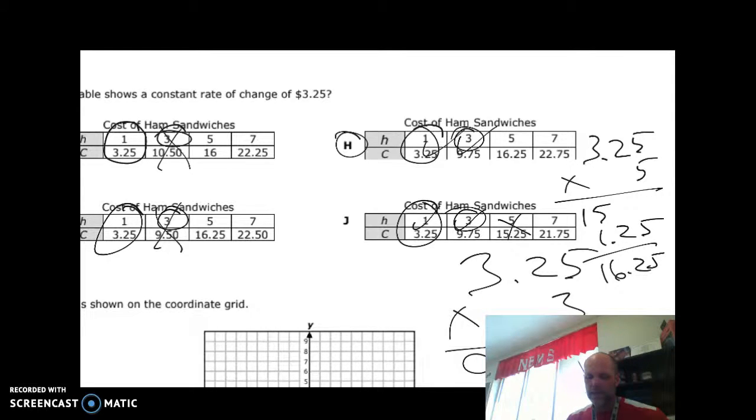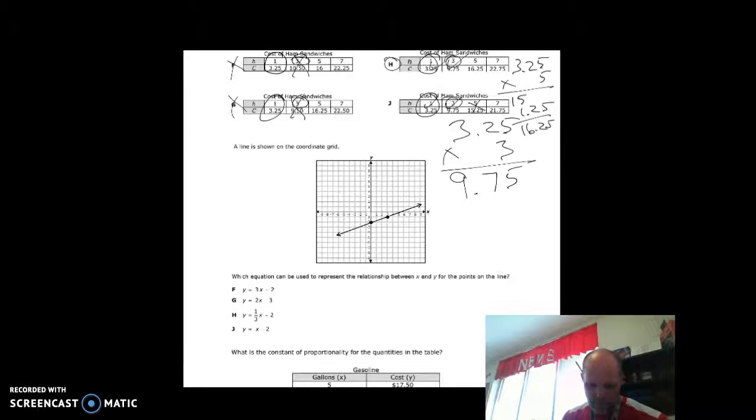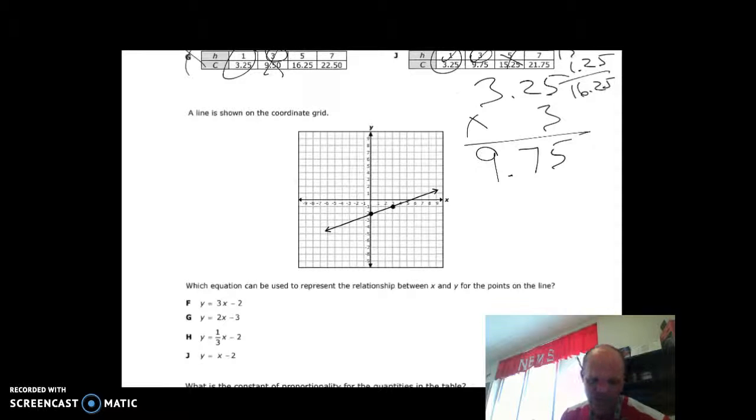This is stuff that we did last year. It just has a different name. All right. The next one is this graph. A line is shown on the coordinate grid. Which equation can be used to represent the relationship between x and y for the points on the line?